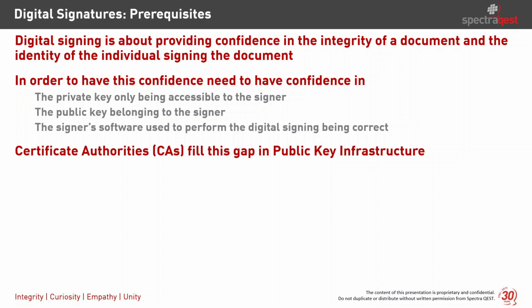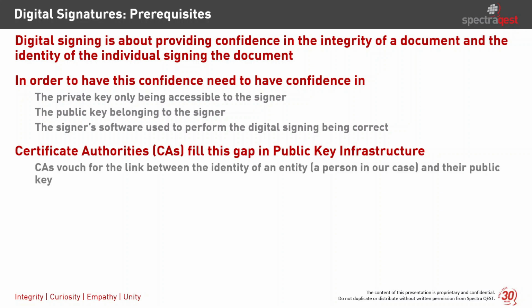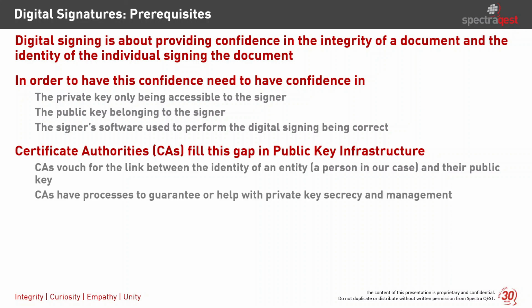And certificate authorities fill a lot of these gaps that I've just talked about in the public key infrastructure. So what they do, effectively, is vouch for the link between the identity of an entity, in this case our person, our signer, and their public key. So basically they say, yes, this public key does belong to Krzysztof Kot. And if you trust the certificate authority to have done a good job of verifying that, then you can trust that my public key is actually mine.